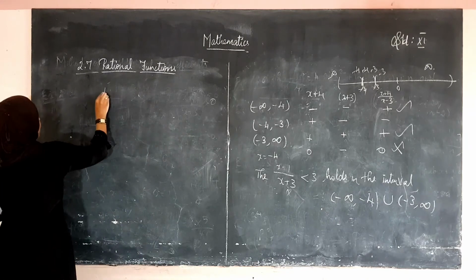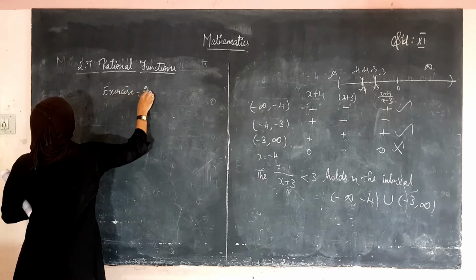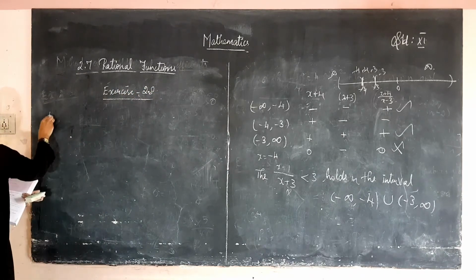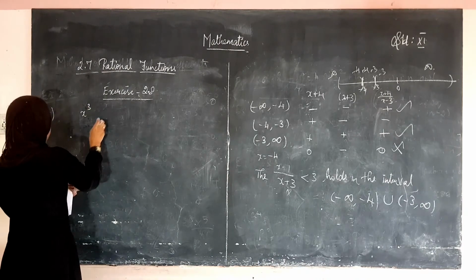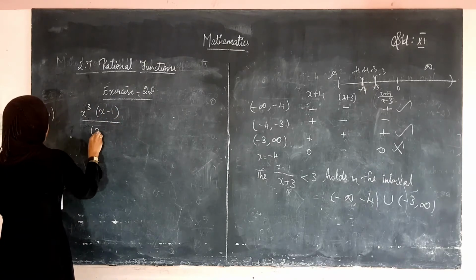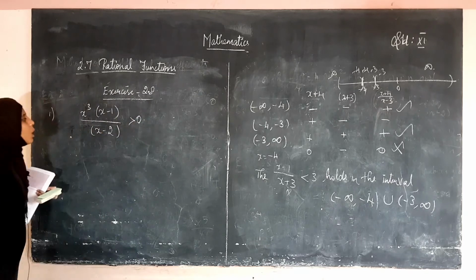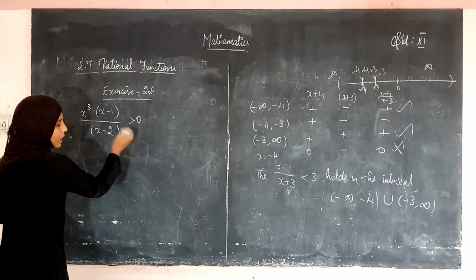So exercise number 2.8. See the first sum. Find all values of x for which x cube into (x minus 1) divided by (x minus 2) is greater than 0. Okay, see here in the right hand side we have 0, therefore no need of taking this side.